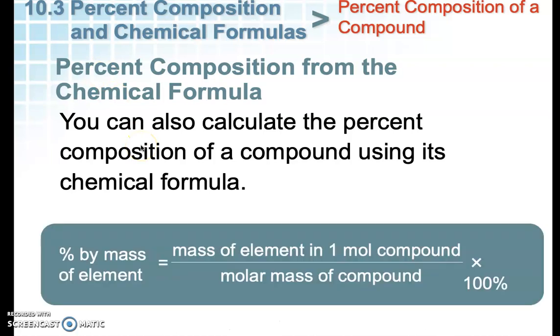Okay, so let's move on. So here's the formula. Percent by mass of element: mass of element in 1 mole of compound divided by the molar mass, times 100.